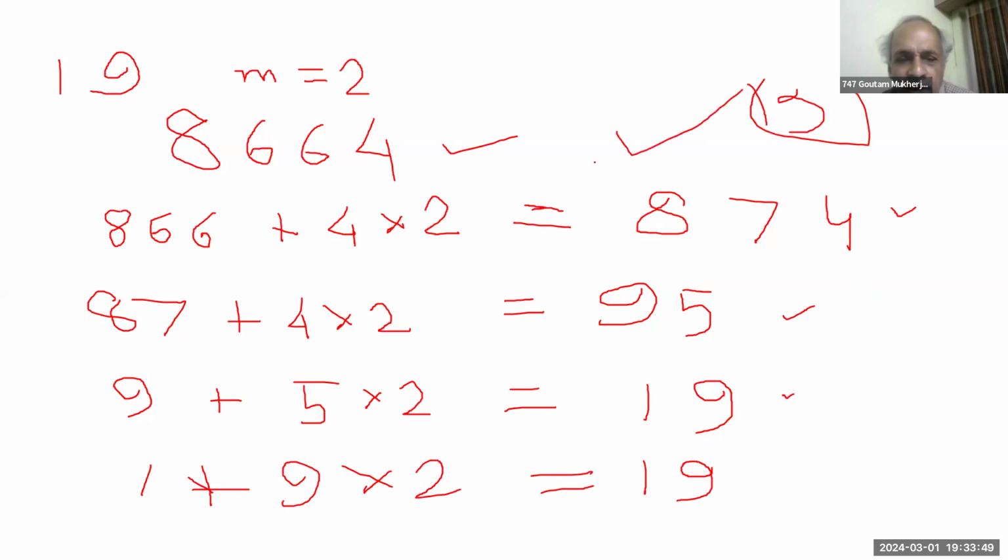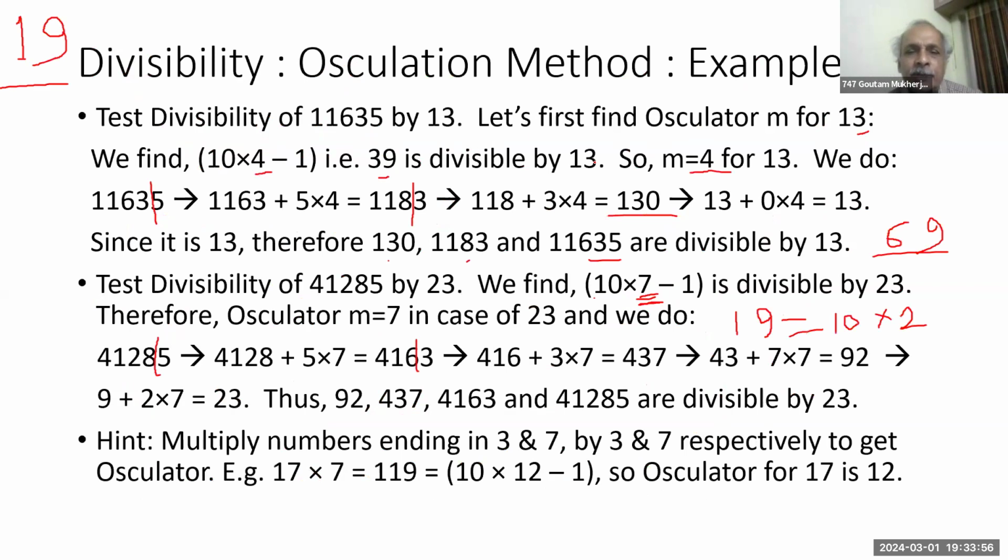Okay, you understand? Understood? You see, you did it yourself. So when you do it yourself, you understand better, no? Aditi, what do you say? Yes, sir. Now come to the next one.